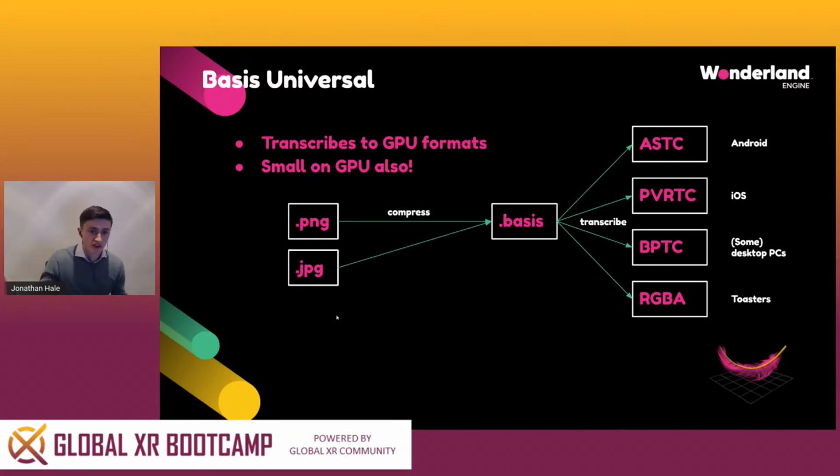So think of it this way. You have a PNG file or a JPEG file. You compress that using the Basis U tool. So just search for Basis Universal, you'll find it. And then you get a .basis file out. And at runtime, your application loads the .basis file and then transcodes it in a very efficient process to either ASTC on Android or PVRTC on iOS or BPTC on some desktop PCs that support it. And it could even fall back to RGBA for toasters.